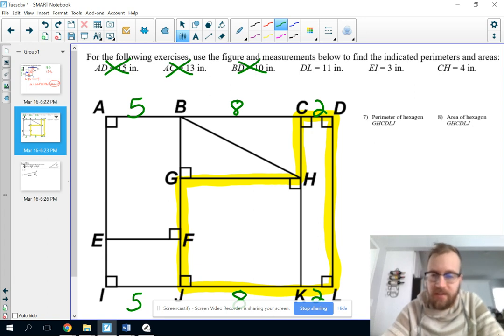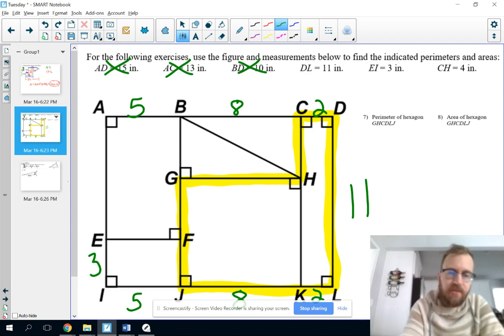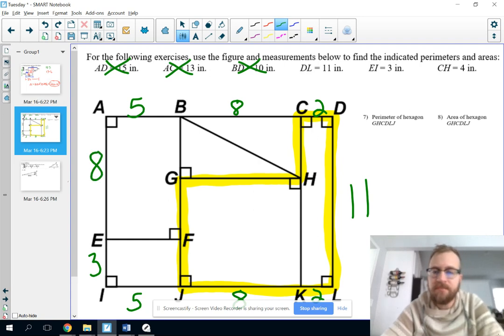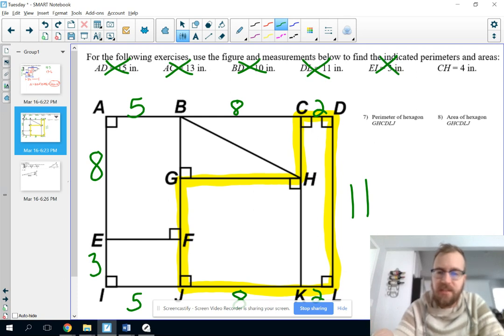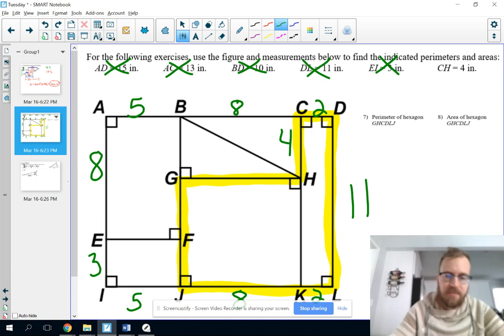So next, DL, easy one, just the right side is 11, meaning this whole left side is going to be 11 as well. I'm not going to label that yet. EI is 3, and if we know the whole side is 11, 11 minus 3 gives us AE of 8. So we've used these two measurements, and our last piece, CH, is 4. So now we can go through and fill in some other pieces. We know IJ will be the same as EF because it's a rectangle. EI will be the same as FJ.